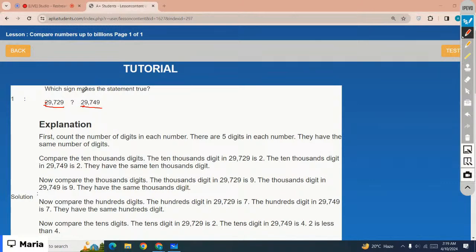We are working on grade 5 math. The chapter we are working on is place values and number sense. The lesson we are on right now is compare numbers up to billions. Basically, we are learning how to compare two numbers.